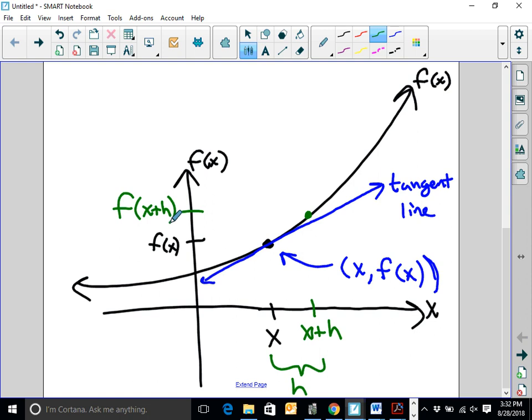Now, if I wanted to find the slope connecting those 2 points, this is going to be really easy. So what I'm going to do is draw a line that connects the 2 points, x comma f of x, and the other point, x plus h, comma f of x plus h. I'm going to draw a line that connects those 2 points. So this is called the secant line.